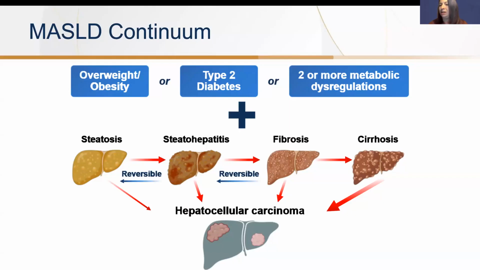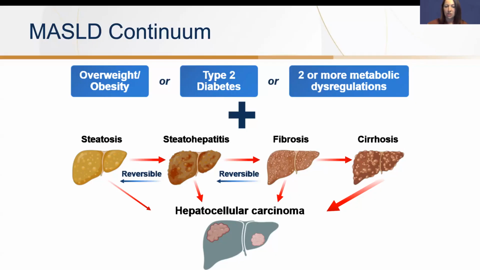What is MASLD? It's fatty infiltration of the liver in patients who do not drink alcohol. They might be overweight or obese. They could have type 2 diabetes or 2 or more metabolic dysregulations. This leads to fatty infiltration of the liver.